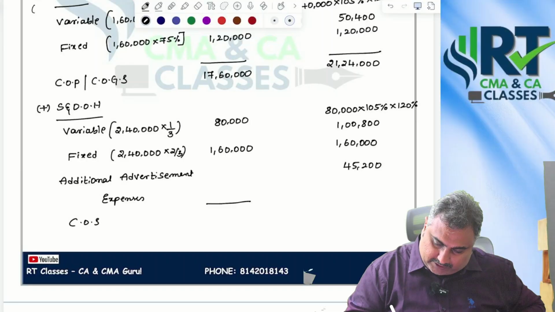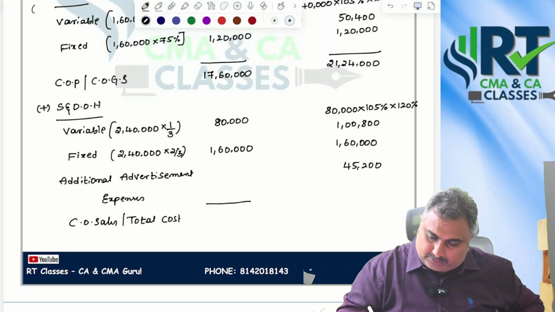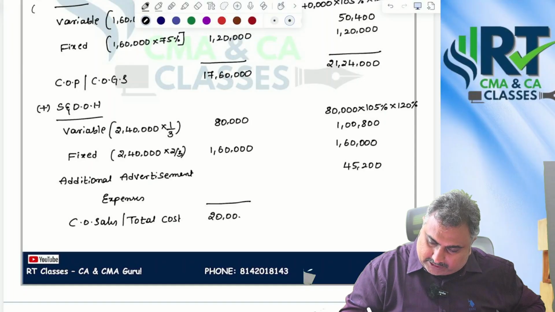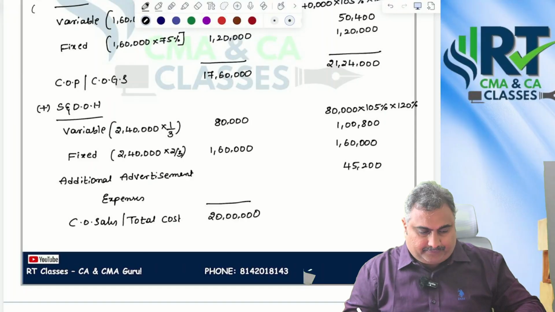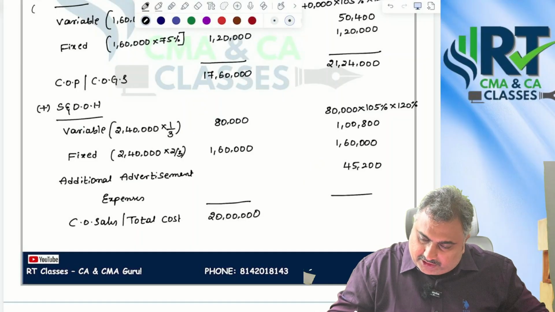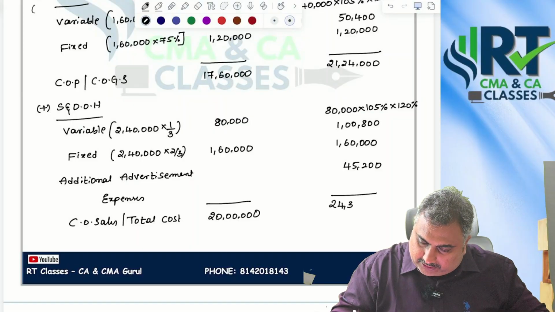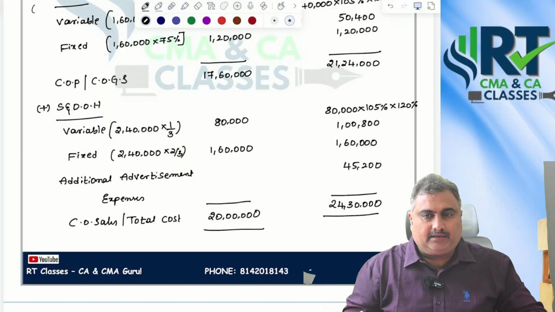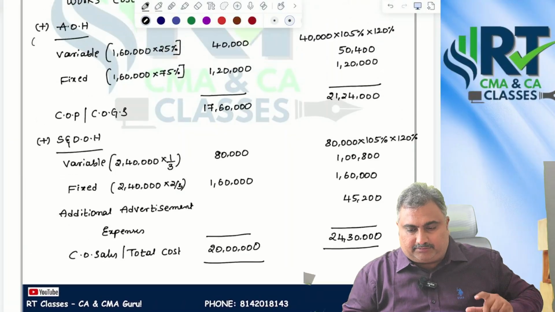Got it? So if you are adding the concern things, you are getting cost of sales. Some people call it total cost also. This will be 21,24,000 plus 1,08,000 plus 1,60,000 plus 45,200. Totally we are getting 24,30,000 as our cost of sales. This is what they are asking for the first bit.